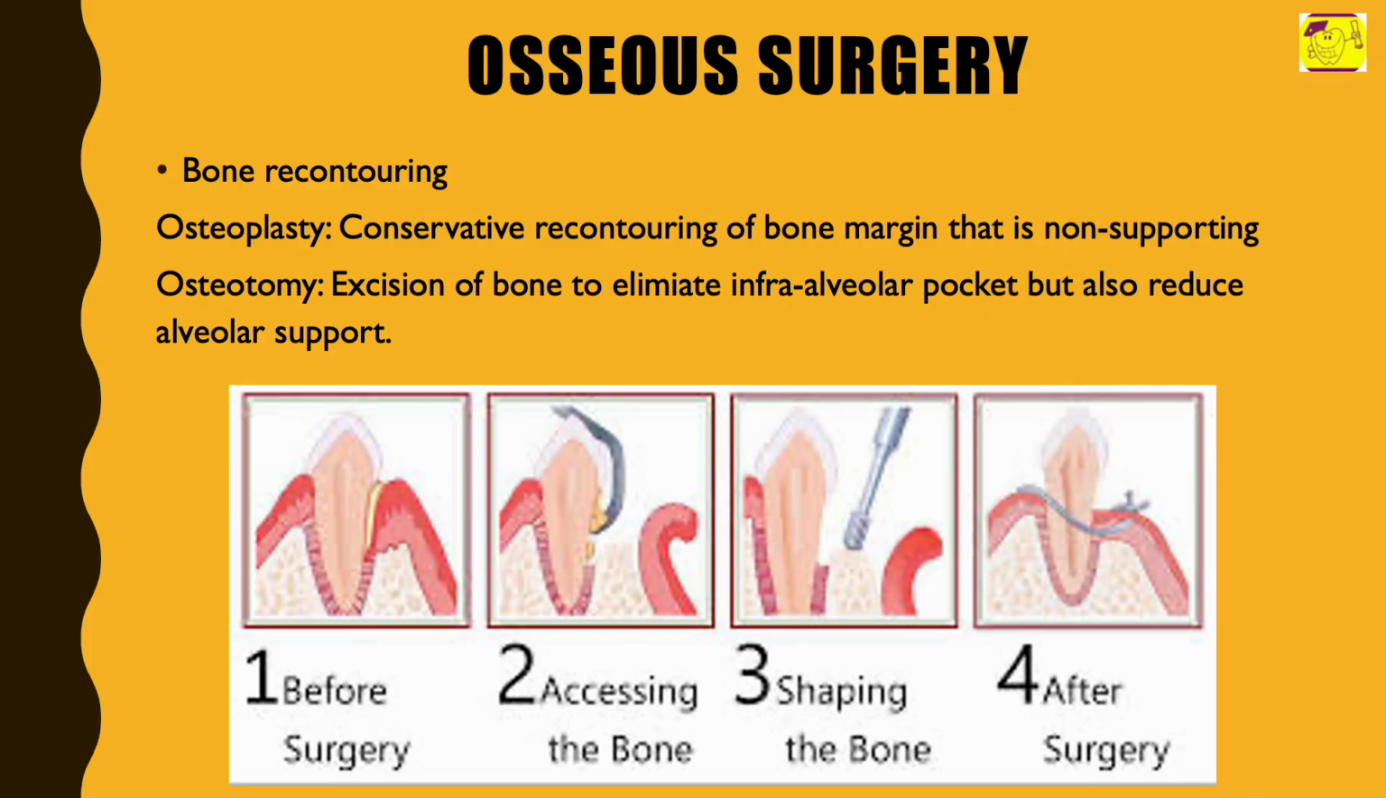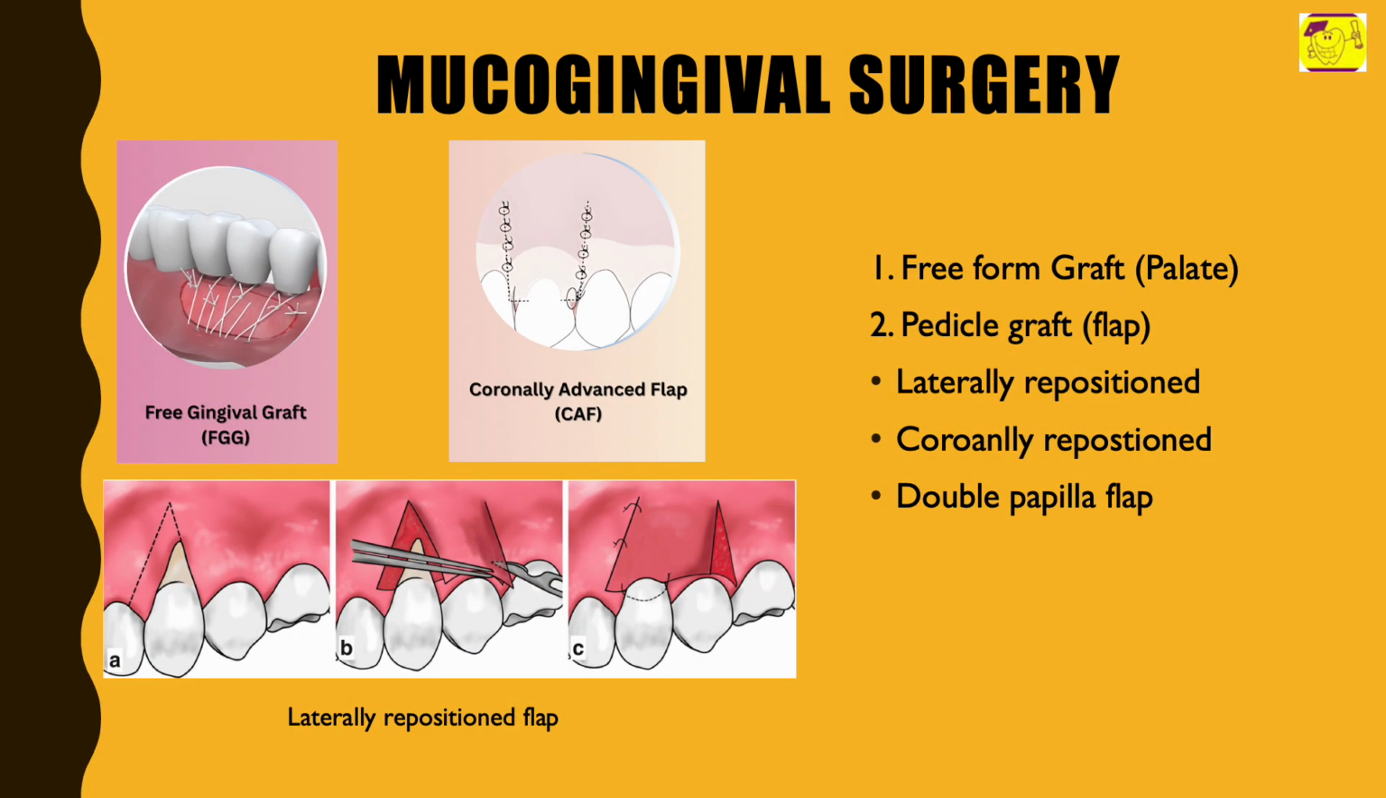I'm sure by now that you know that the periodontium also involves alveolar bone. So any alveolar bone related pathologies need bone recontouring, and the bone recontouring can be done either through osteoplasty or osteotomy. The terminologies have subtle differences. Osteoplasty means conservative recontouring of bone margin that is not supporting. And osteotomy is complete excision of bone in order to eliminate infraalveolar bone pocket, and it also reduces the alveolar support. So now you learned about gingivectomy and flap surgery.